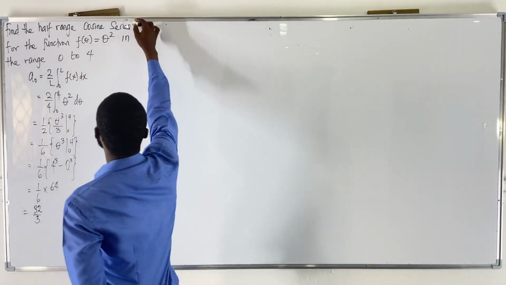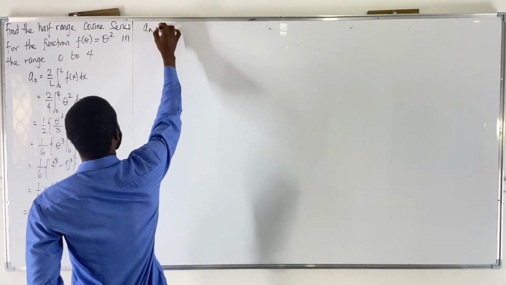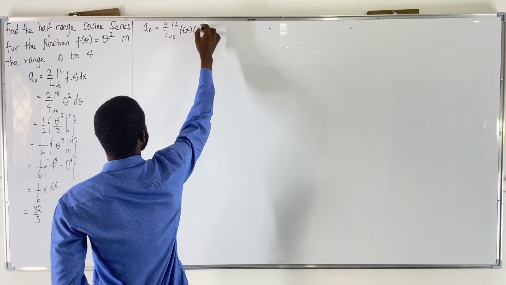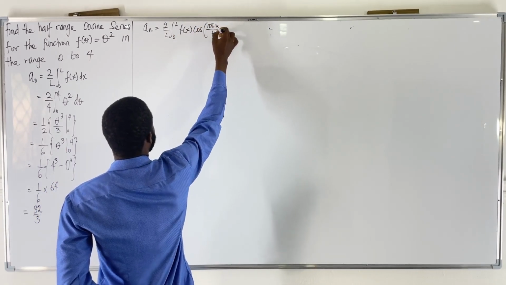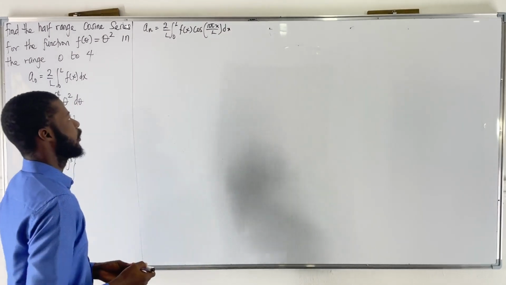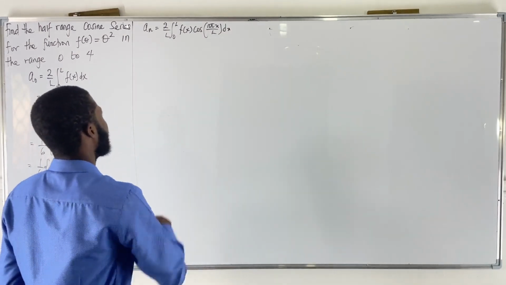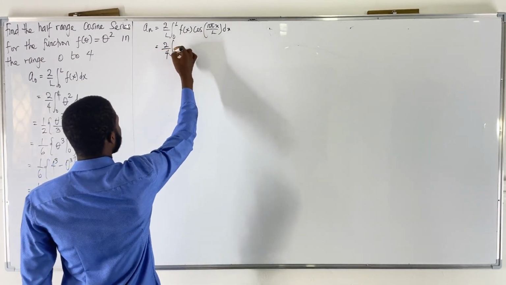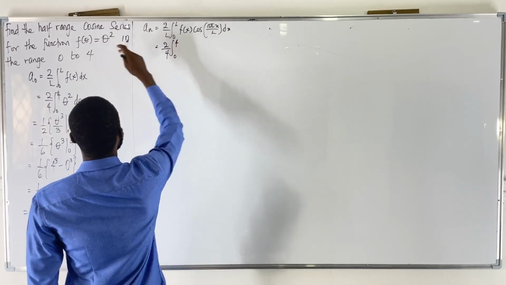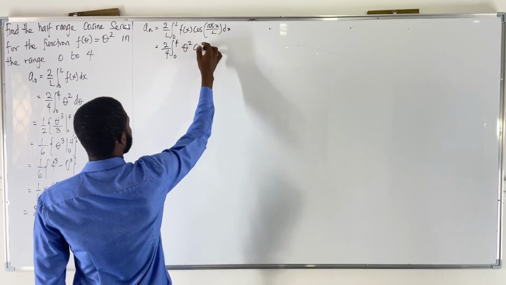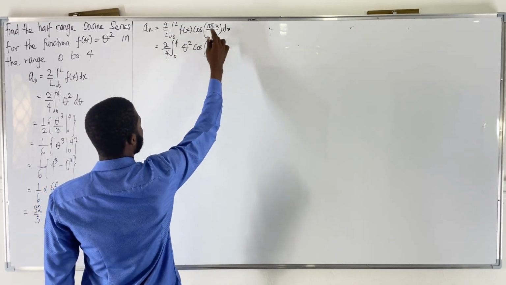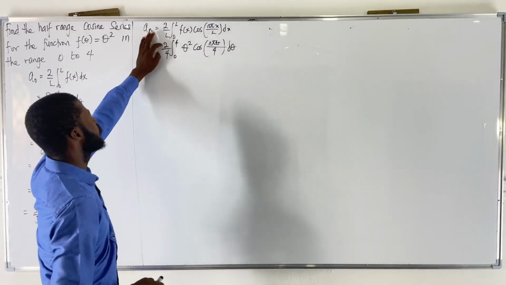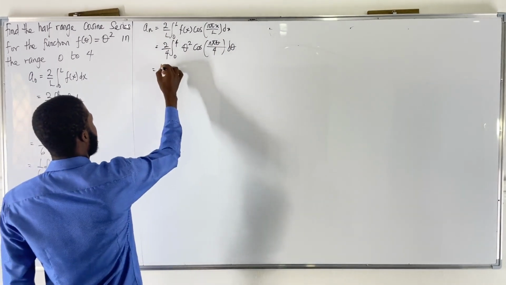That's a naught. Now let's find a sub n. Now a sub n will become 2 over L, integral from 0 to L, f of x, cosine of n pi x over L dx. But we know that our function is with respect to theta. So all of the x will go away and they'll be replaced by theta. So this is 2 over 4 because L is 4, integral from 0 to 4. f of x, which is f of theta, is theta squared cos n pi theta over 4 d theta. So that's what we have. Okay, now 2 over 4 is half. So this will be half.